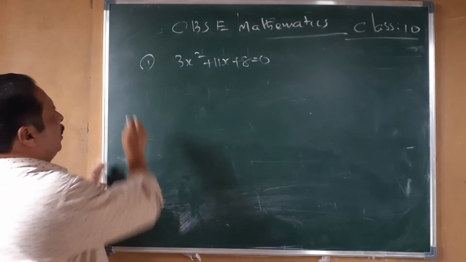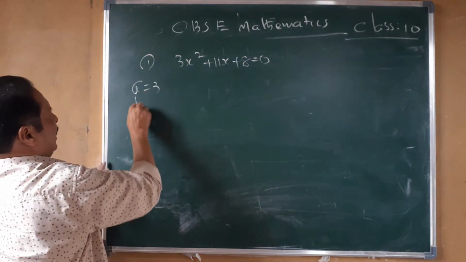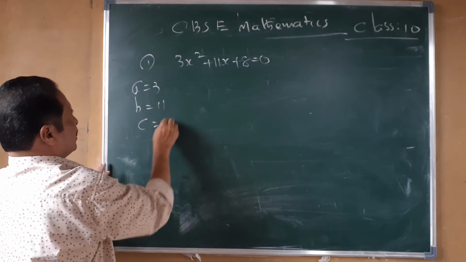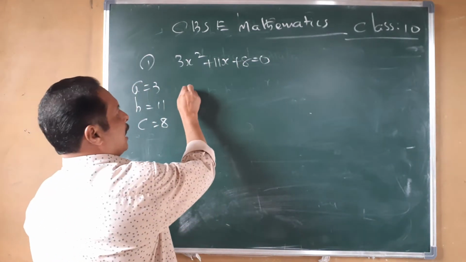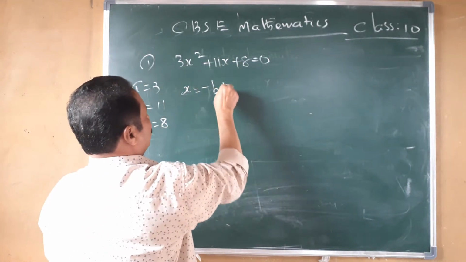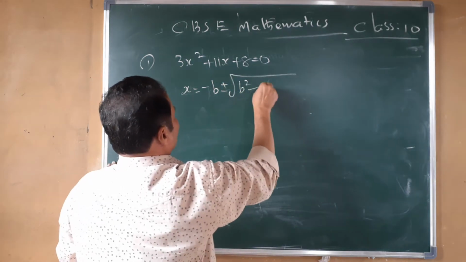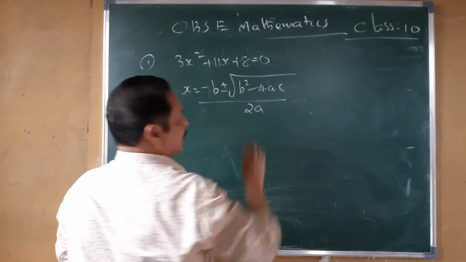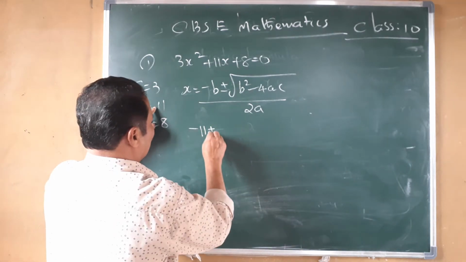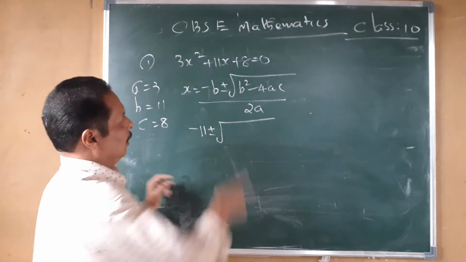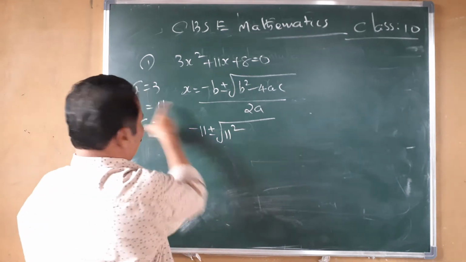Are you ready? Now a equal to 3, b equal to 11, c equal to 8. a, b, c. Is it clear? And your formula is x is equal to minus b plus or minus root b square minus 4ac by 2a. Now b is 11, minus b is minus 11. Clear? b square is 11 square.